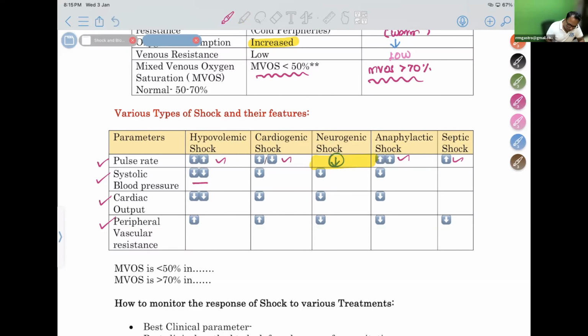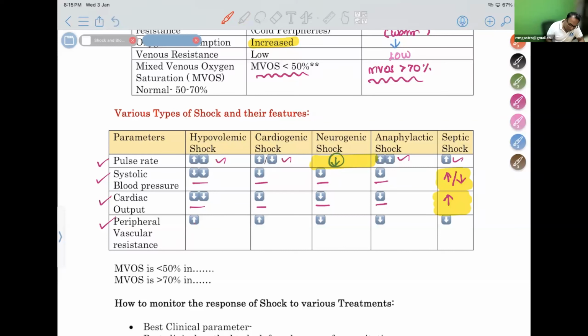In all the shocks, systolic BP decreases. In septic shock, it may increase or it may decrease. In all the shocks, cardiac output is decreased. In septic shock, it is increased. Very interesting: in septic shock, cardiac output is increased and BP may be increased. Okay. So very important point. Please don't forget this table.